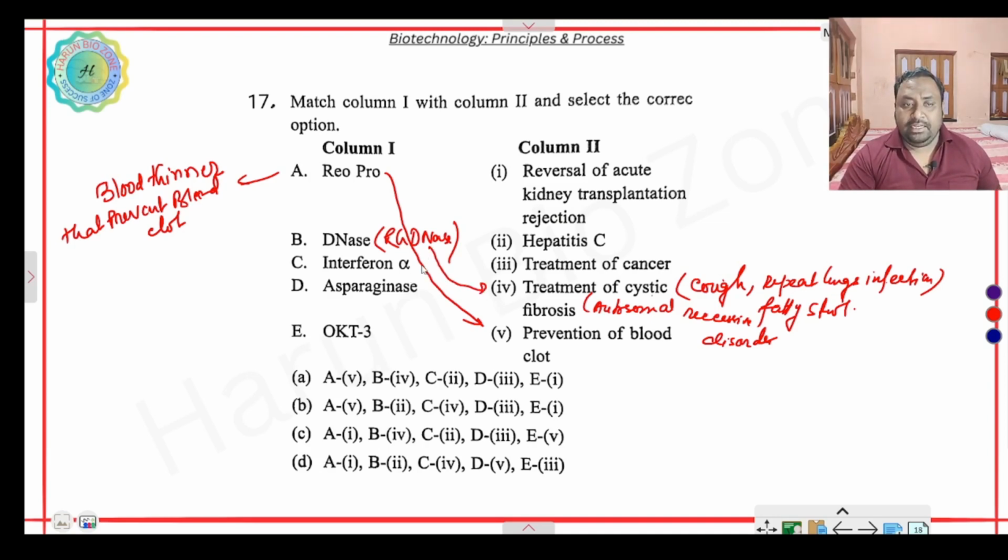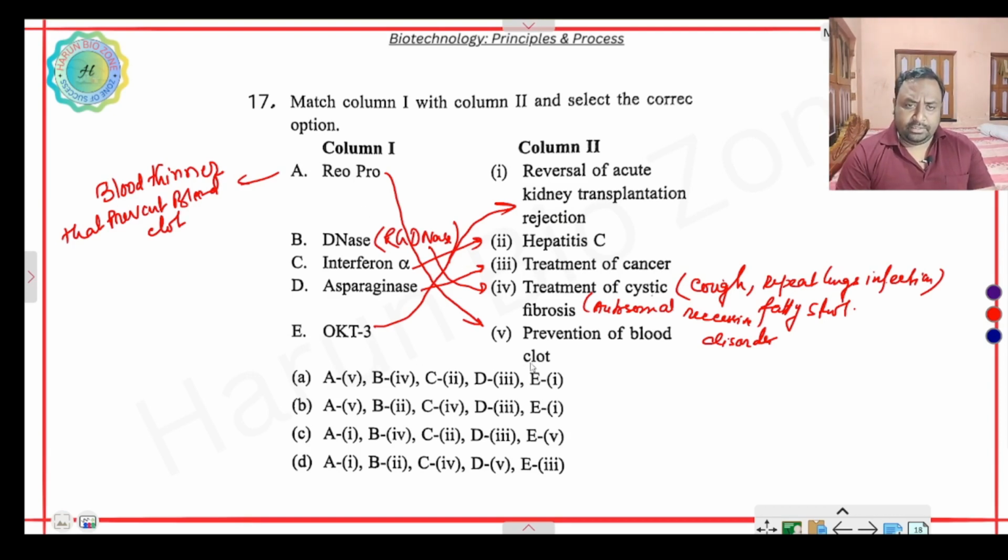Interferon alpha is a cytokine produced in innate immunity against hepatitis C. Asparaginase is used in the treatment of lymphoma cancer. And OKT3 is an immunosuppressant drug that is used to prevent graft rejection or for reversal of acute kidney transplant rejection.